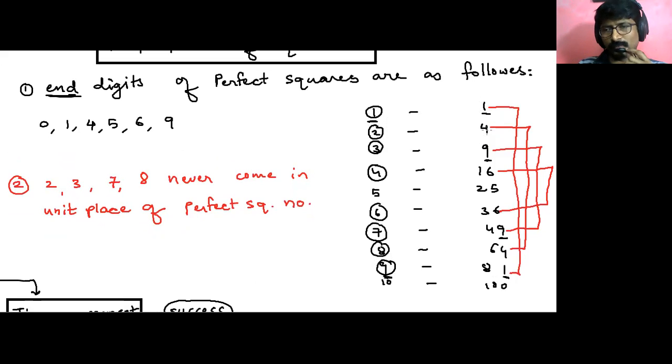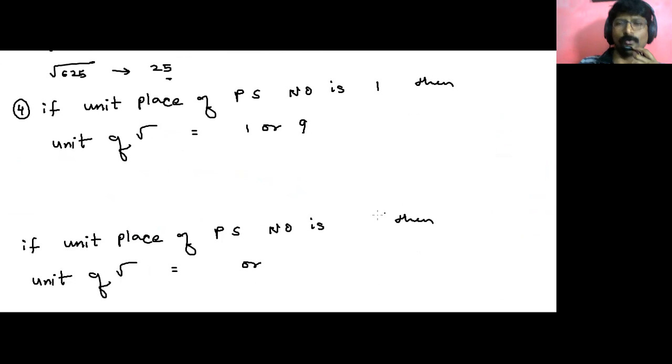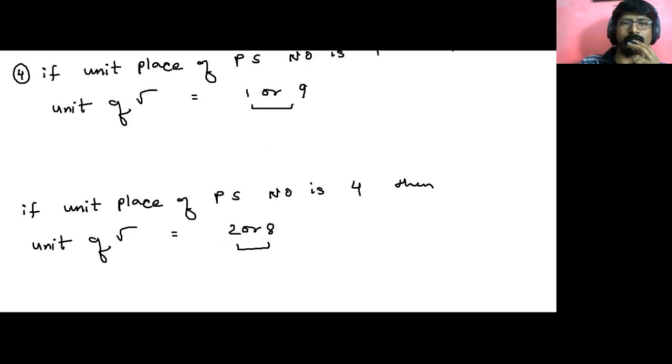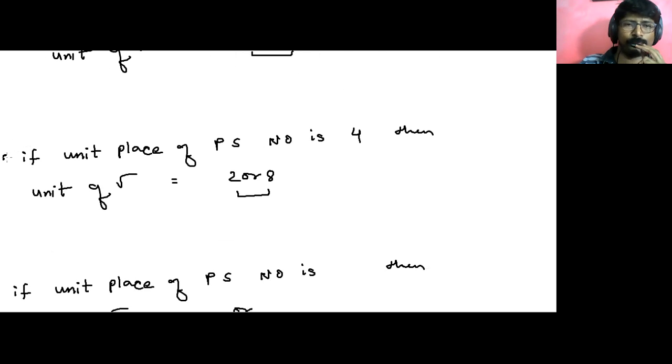Same thing. If the unit place number is 4, then the unit of the square root number will be 2 or 8. Now how to remember this? Look, they add up to 10. They add up to 10, isn't it? Simple. Next one. We finished the fifth property.